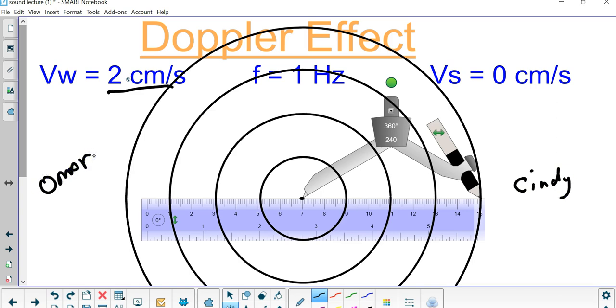As these waves come to Cindy and Omar, they will get hit once every second. A wave will hit them once every second. They would measure the frequency as 1 hertz.